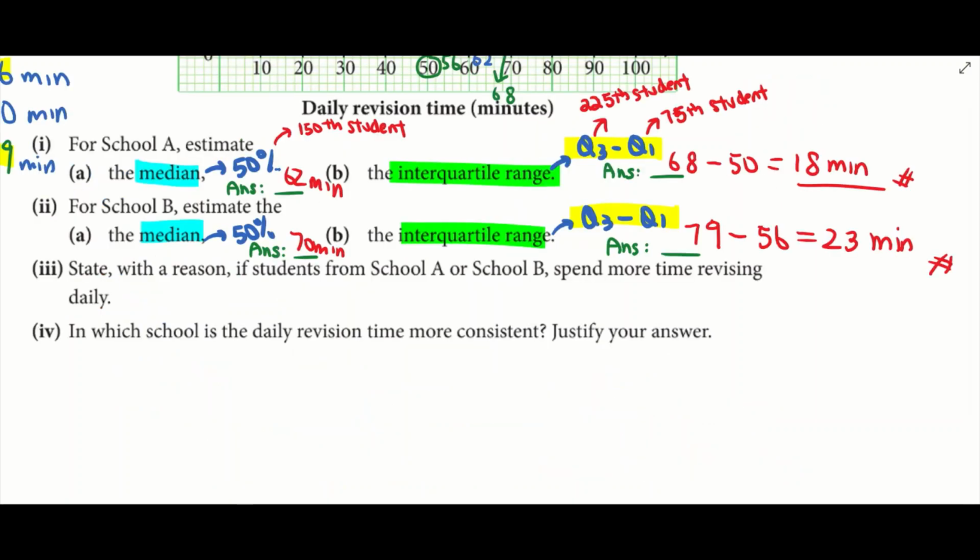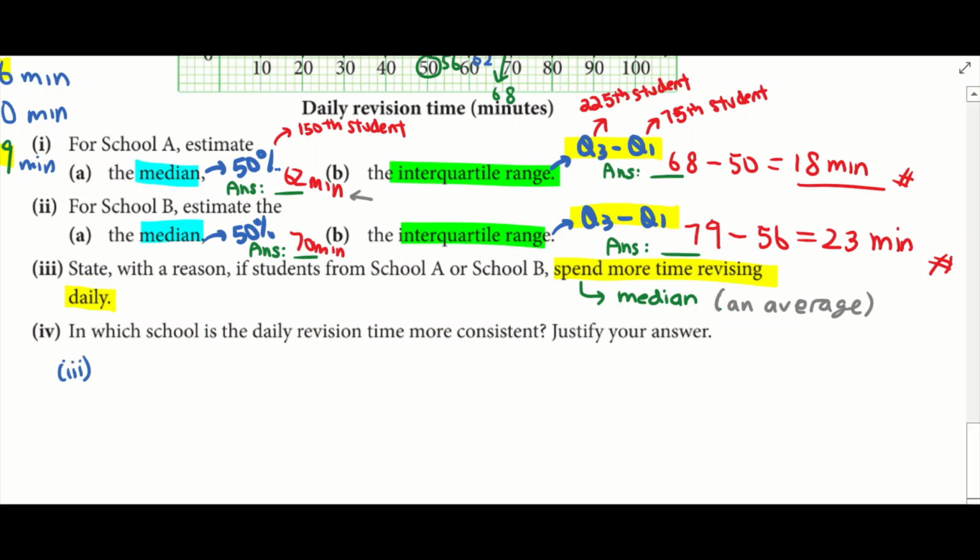Now come to the discussion question. Part 3. State with the reason if students from school A or school B spend more time revising daily. Which schools do the students spend more time revising daily? You have to think of what will you be using to compare the schools. After thinking, you may think of using median because median is an average. So since median is a type of average that we've learned, we can use it to compare the schools.